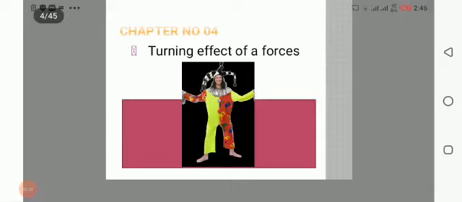Chapter number 4, Turning Effect of Forces. This is the last lecture of this chapter. Today our topic is equilibrium: first condition for equilibrium, second condition for equilibrium, and states of equilibrium.